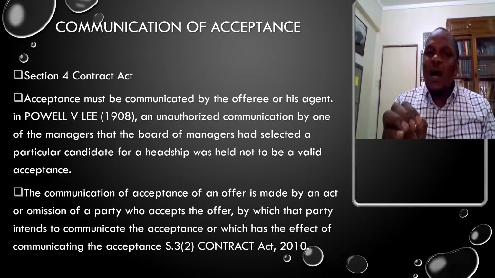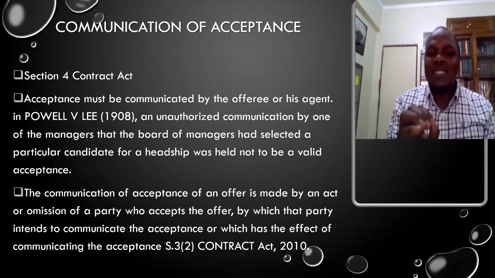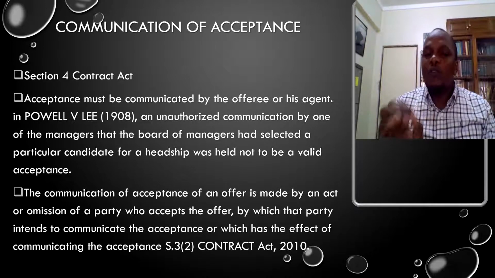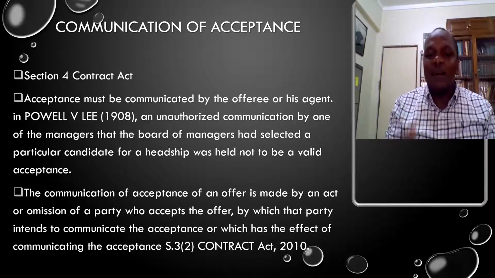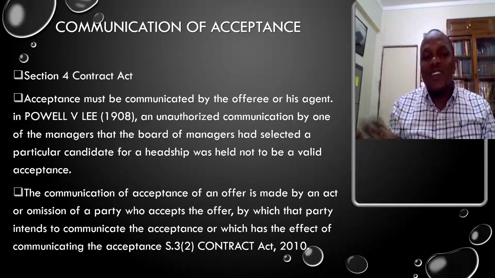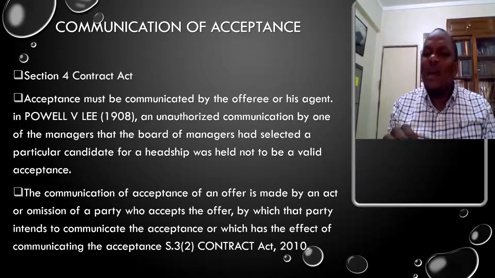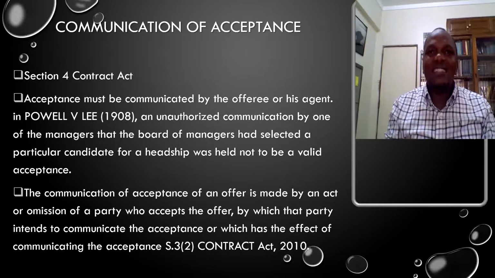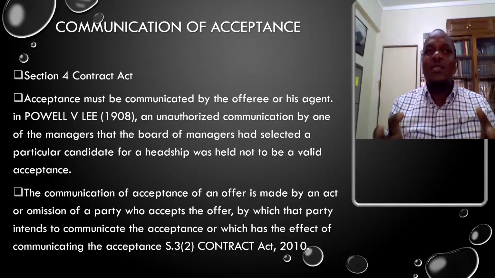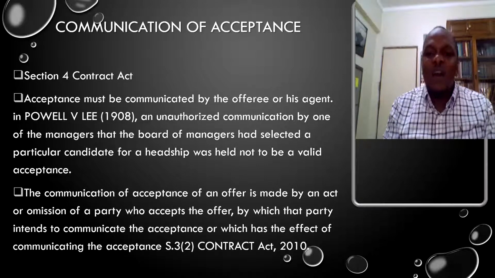How? If you want the details on how communication of acceptance is done, please look at section 4 of the Contract Act. But most of them, we shall look at in the course of the lecture. Section 4 is very instructive. Acceptance must be communicated by the offeree or his agent, because it must be communicated by someone with authority, either the offeree or someone who is authorized to act on behalf of the offeree.